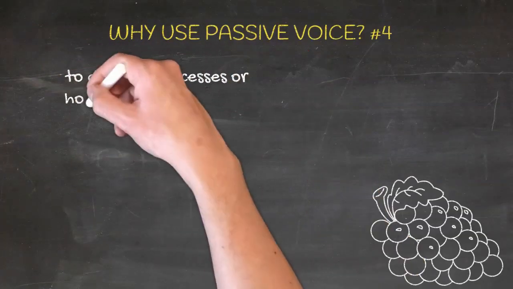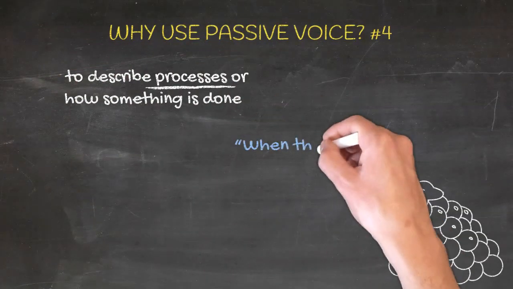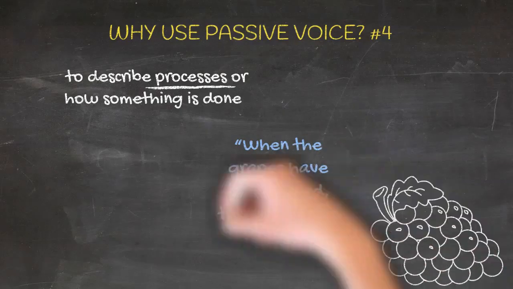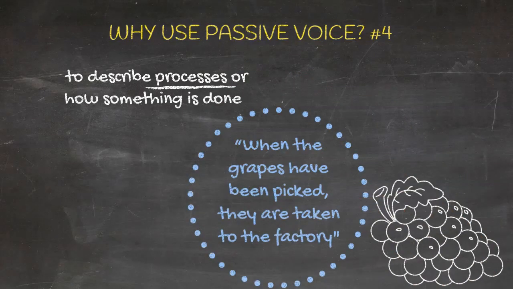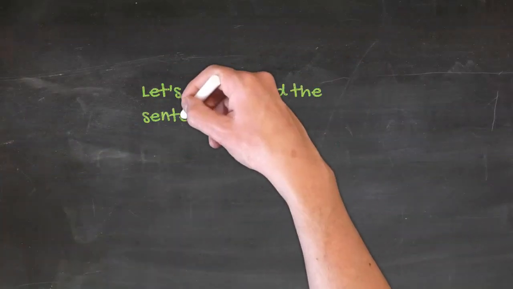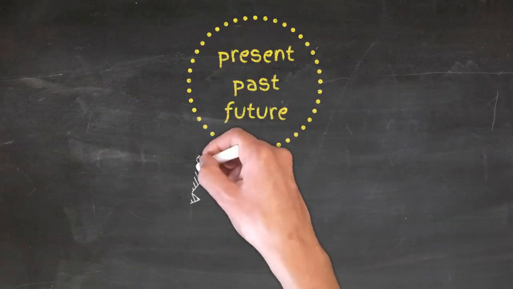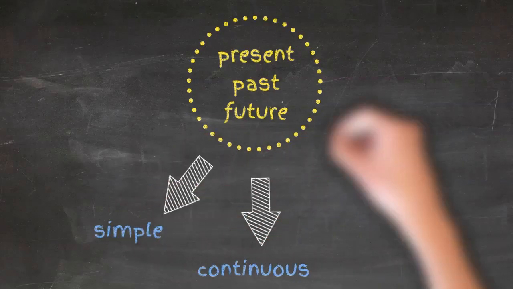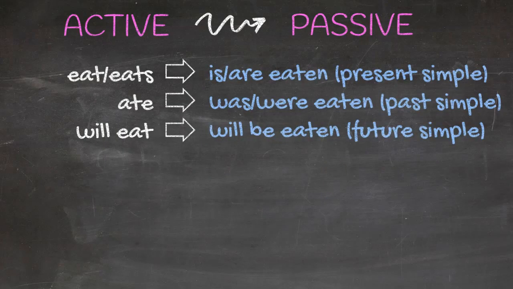Another use of passive voice is to describe processes or how something is done. For example, when the grapes have been picked, they are taken to the factory. Now let's understand the sentence structure. It's a little different depending on the tenses, so I'm simplifying it by one type of tense at a time. So let's start with present simple, past simple, future simple with the irregular verb eat.